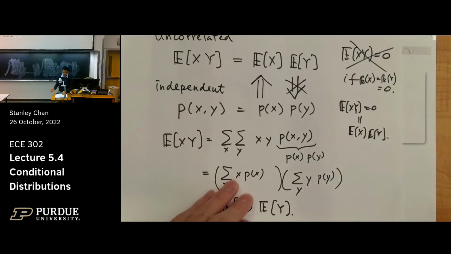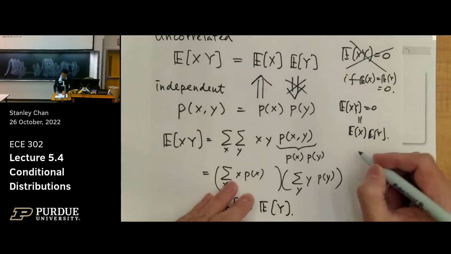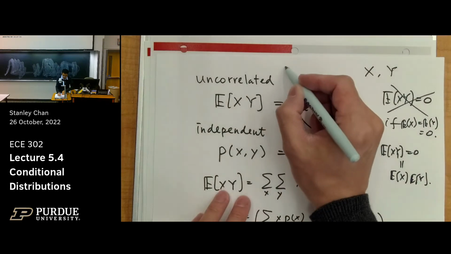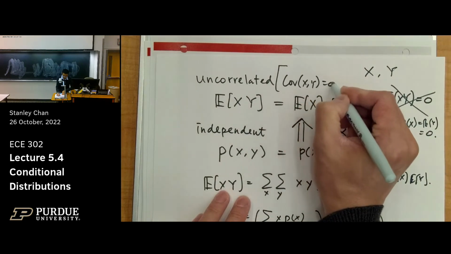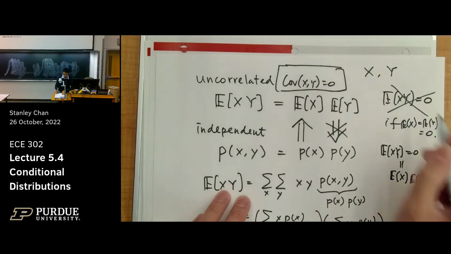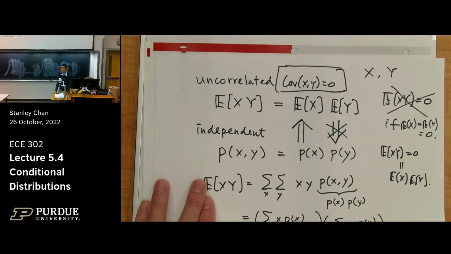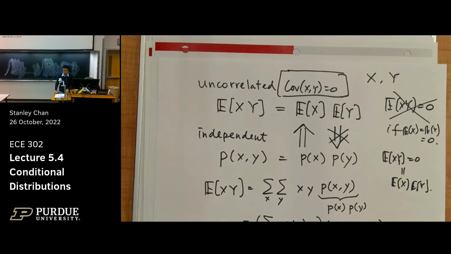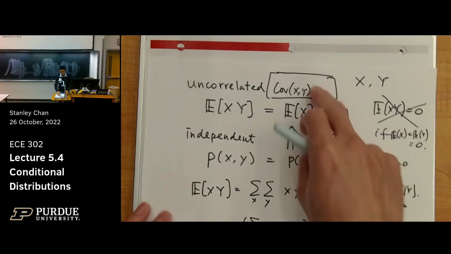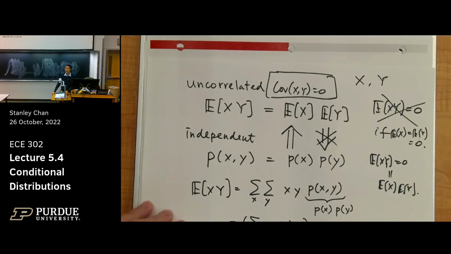Or in other words, the better way to think about it is that uncorrelated means that the covariance of X and Y is 0, not the joint expectation. Okay, because you always have this mean involved in the random variable, unless you talk about 0 mean random variables. Okay, so that's the definition. Is it better now? Okay, so that's the difference between these two concepts.